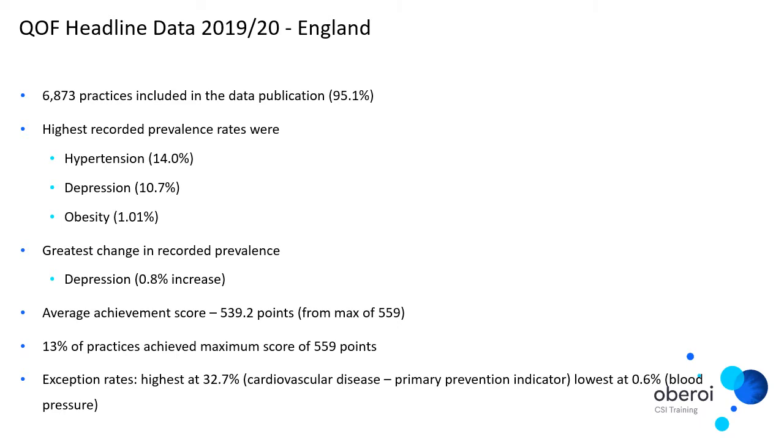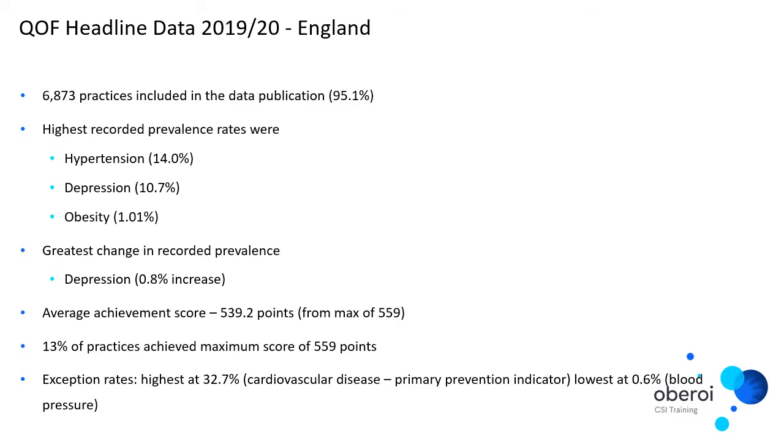Okay, so for England, headline data. The last data that was published shows us that 6,873 practices were included. That's 95.1% of all the practices in England. The highest recorded prevalence disease areas were hypertension at 14%, depression at 10.7%, and obesity.